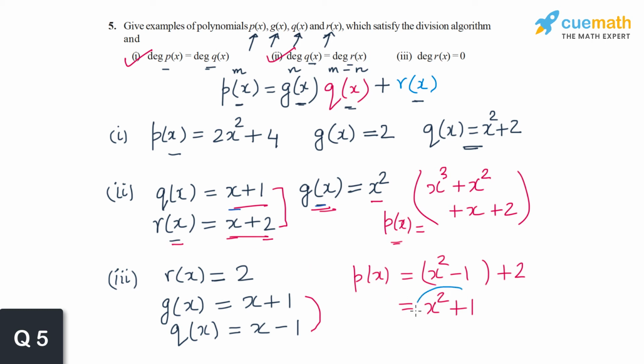If I divide x square plus 1 by x plus 1, I will get a quotient of x minus 1 and a remainder of 2, which is a constant. So its degree is 0. So this is how you can do part 3. And with this, we complete question 5 of this exercise.